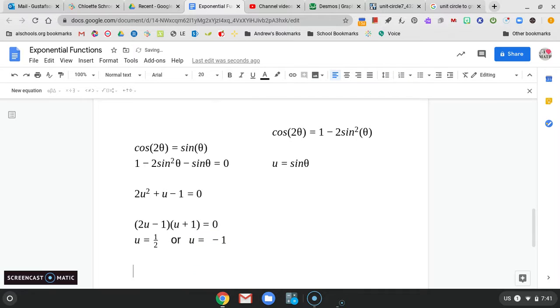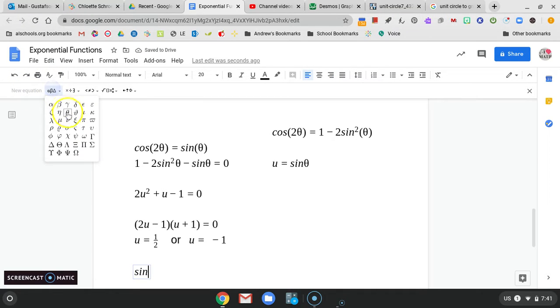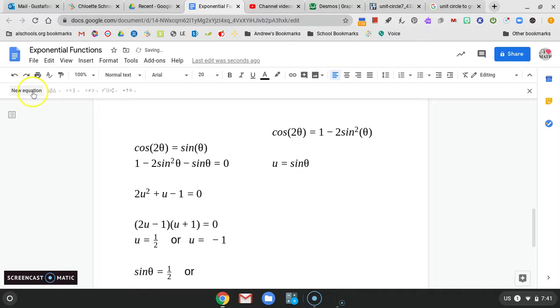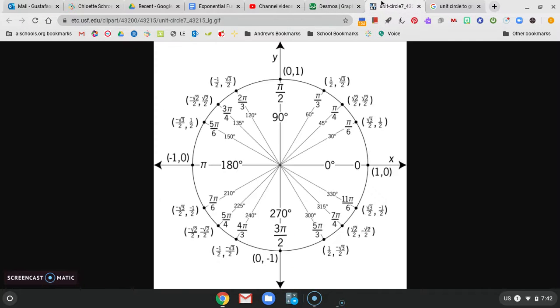Of course, u is not a variable all in and of itself. U represents, in this case, sine of theta. So the sine of theta is going to equal 1/2, or the sine of theta is going to equal -1. And this is where we're going to go back to that unit circle. If the sine of theta equals 1/2, I just Googled unit circle and found an image. If here sine is the y, here we go, 1/2, pi over 6.